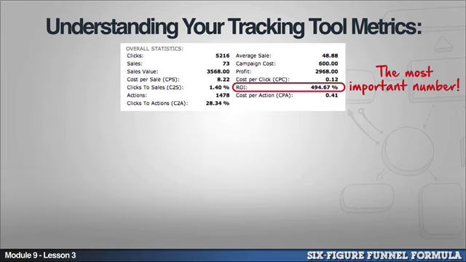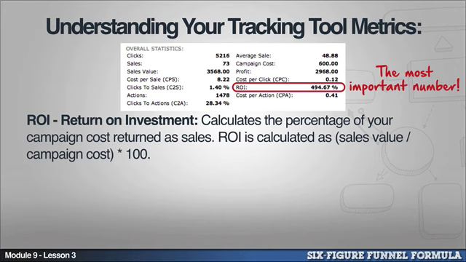Then we've got return on investment. This is the most important number. You've heard me say that before. Return on investment calculates the percentage of your campaign cost returned as sales. ROI is calculated as sales value divided by campaign cost times 100.